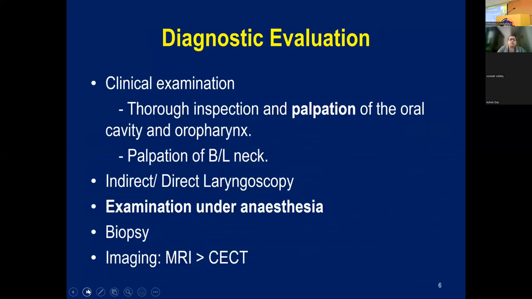Now, starting with the diagnostic evaluation, of course, it begins with thorough history taking, followed by clinical evaluation, which involves a thorough inspection and palpation of the oral cavity, oropharynx and bilateral neck, followed by an examination under anesthesia whenever feasible, but at least a direct laryngoscopy for mapping of the disease, followed by a biopsy, and of course, imaging is mandatory today.